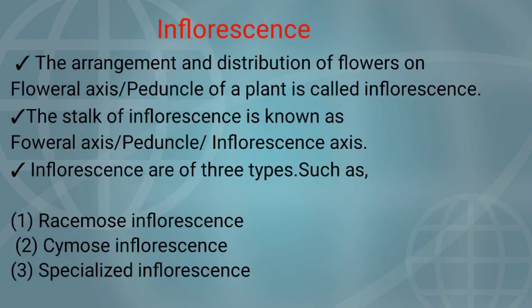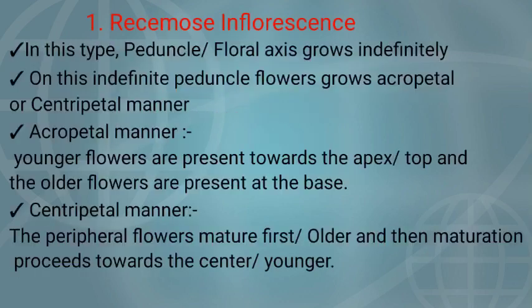The very next topic is inflorescence. The arrangement and distribution of flowers on the floral axis or peduncle of a plant is called inflorescence. The stalk of the inflorescence is known as the floral axis, peduncle or inflorescence axis. Inflorescences are of three types: racemose inflorescence, cymose inflorescence and special type of inflorescence. The very first one, racemose inflorescence.